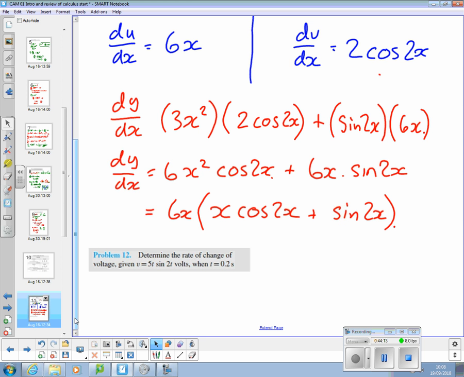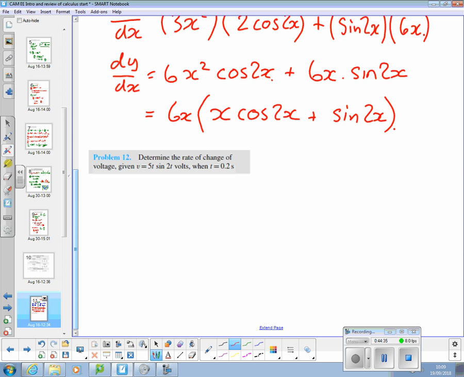Problem 12 there says determine the rate of change of voltage given that V is equal to 5t sine 2t volts when t is equal to 0.2. So that looks more complicated. You've got a function multiplied by another function. We've got V is equal to 5t, a function of t, multiplied by sine 2t, another function of t. So what rule are we going to use? Product rule.